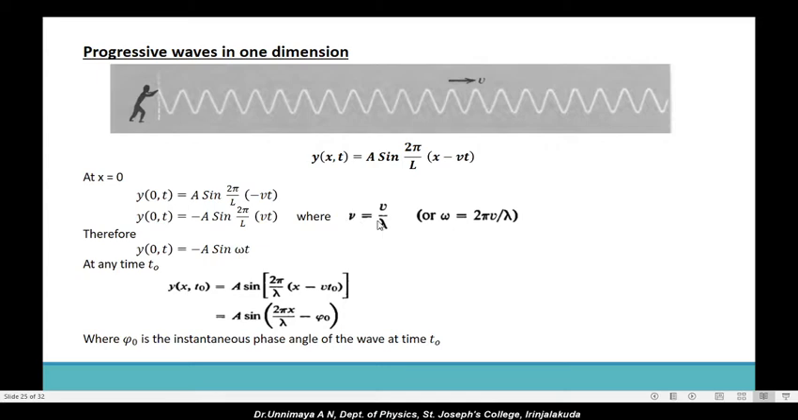So using this substitution for v, that is nu by lambda, and for 1 by lambda we can replace 1 by lambda with omega by 2 pi nu. So substituting these equations here, we get y(0,t) is equal to minus a sin omega t.